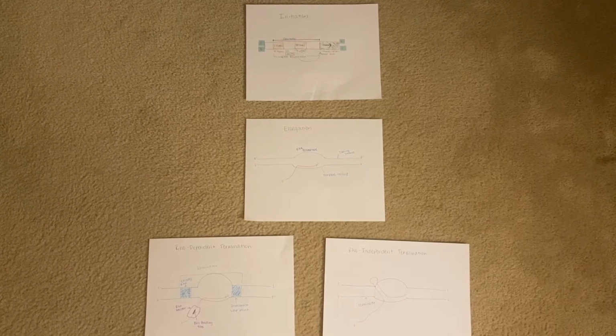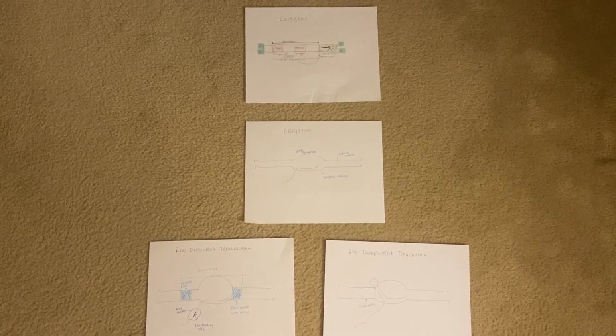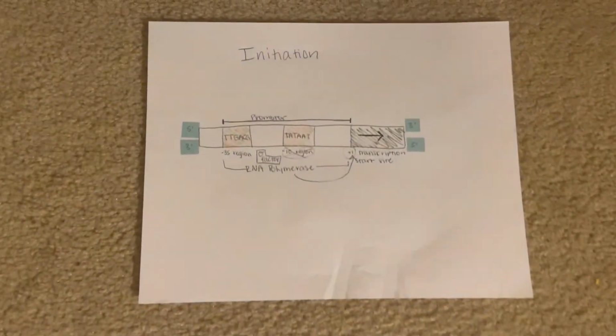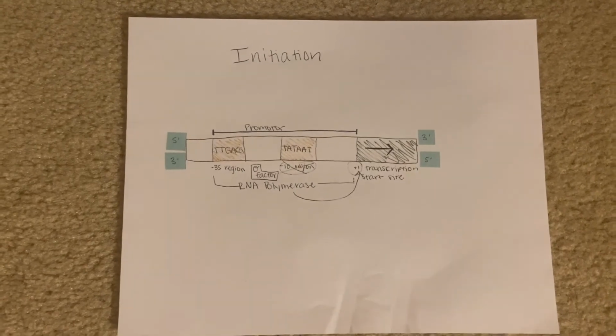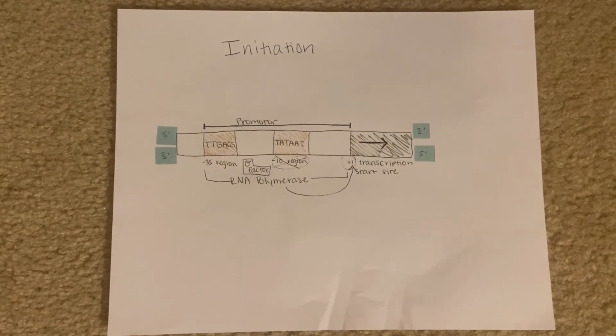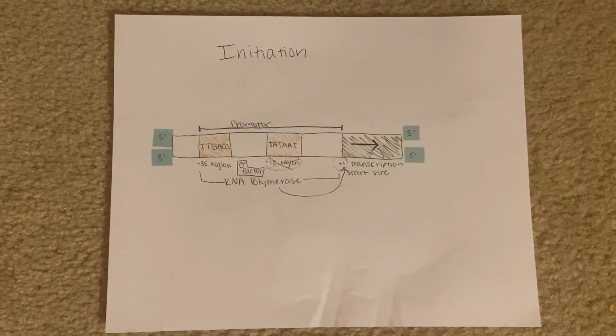We can think of transcription like a restaurant. When you go to a restaurant, the host or hostess tells you where to sit and then gives you a menu so you can start talking and looking at the menu, similar to how the promoter tells RNA polymerase where to go on the DNA strand and to start transcribing during initiation.